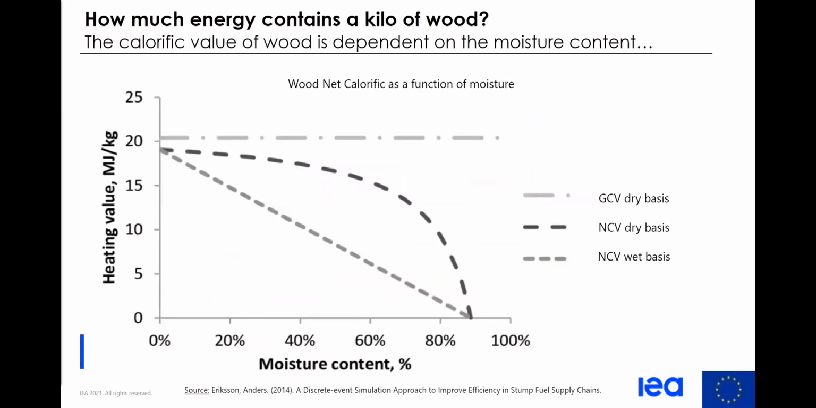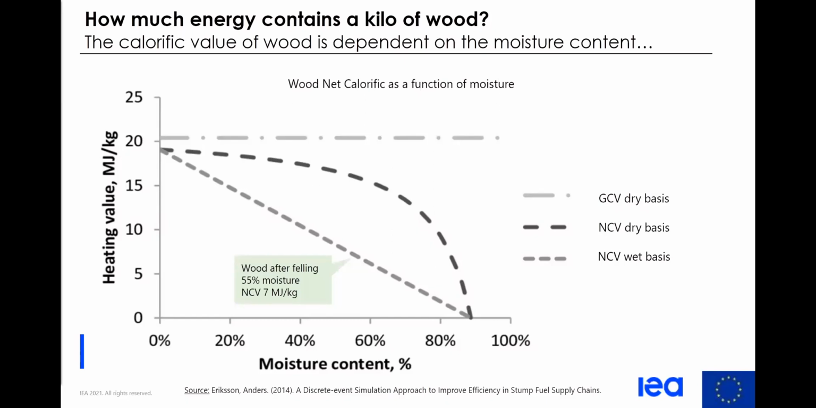We often know how many kilos of wood we collect, but how much energy does that wood contain? This is one of the barriers of biofuels data collection. The net calorific value is the useful energy, and the moisture content is also very important. Depending on how moist the wood is, the calorific value varies.